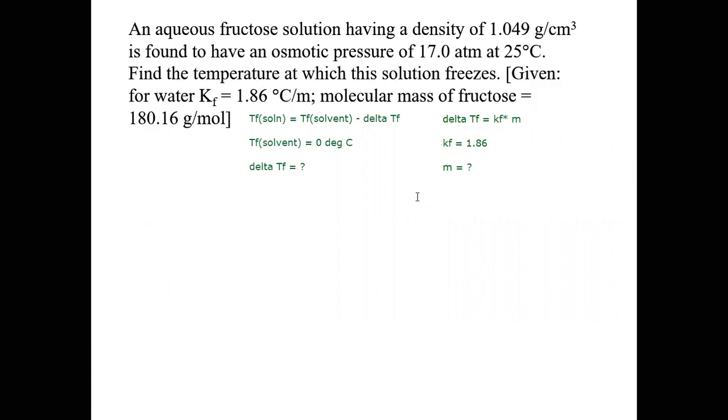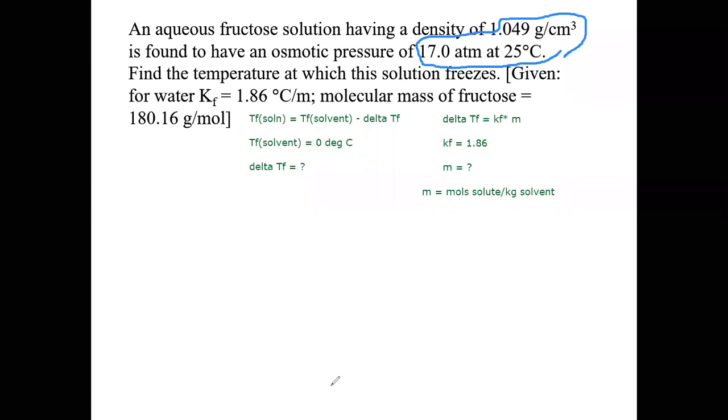So in order to find molality, we know that molality is moles of solute over kilograms of solvent. So what we have to do now is use the information in the first sentence to help us determine molality. So this 17 atmospheres, 25 degrees Celsius, 1.049 grams per centimeter cubed.